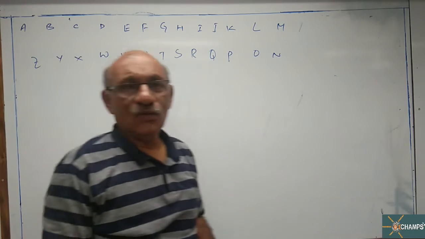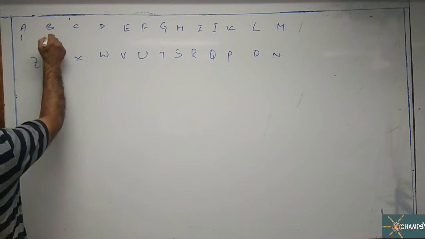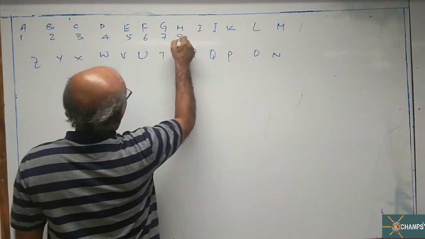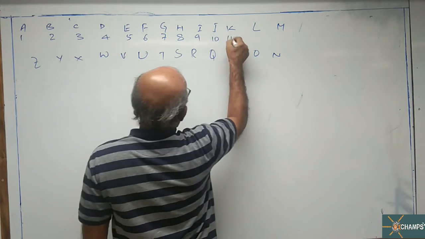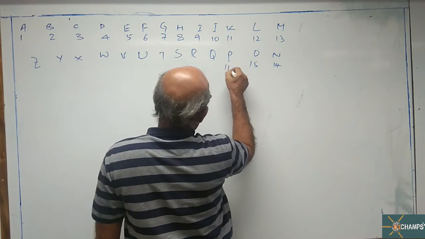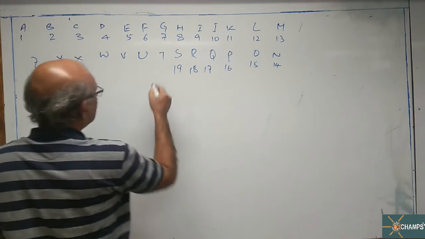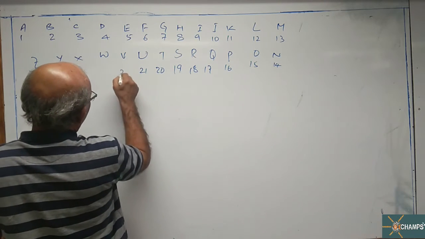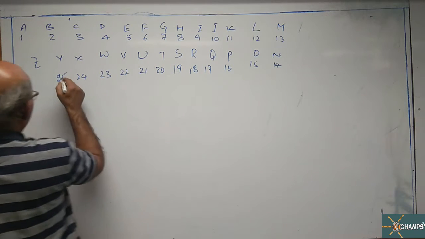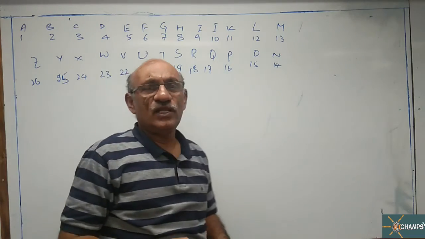Now look at this. You write the alphabets, and write the numbers under each alphabet this way: 1, 2, 3, 4, 5, 6, 7, 8, 9, 10, 11, 12, 13, 14, 15, 16, 17, 18, 19, 20, 21, 22, 23, 24, 25, 26. Now look at this, sir.